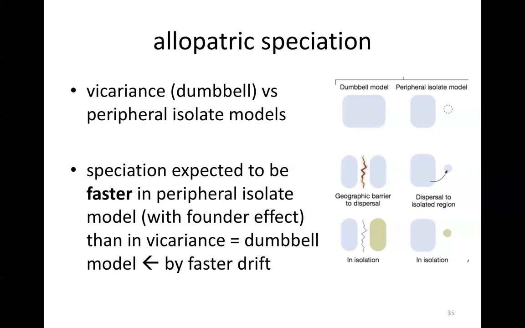And if I asked you which of these two models you would expect to occur faster, you might already guess that drift would be expected to be faster here, and also it involves, of course, colonization of a new area, so we might expect the peripheral isolate model to involve faster events of speciation on average.